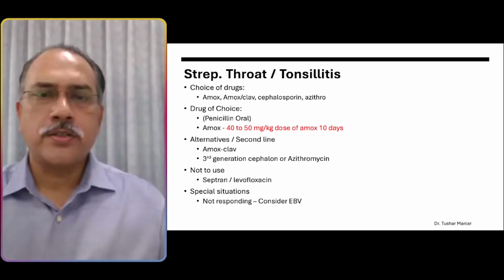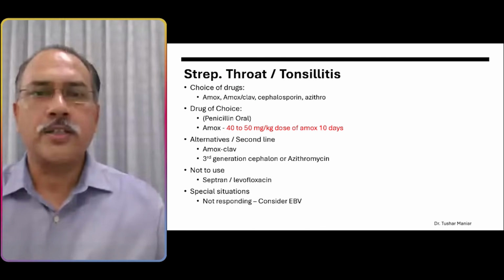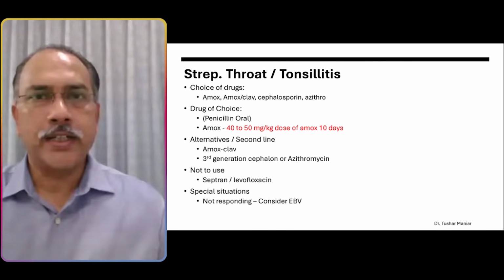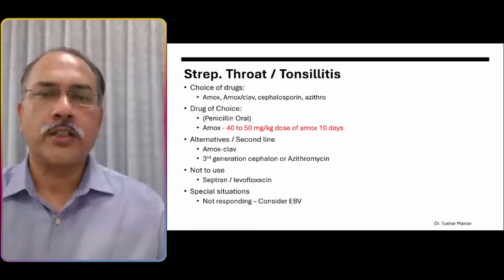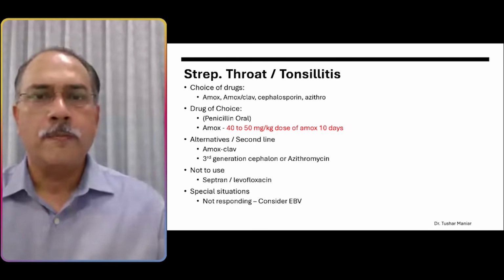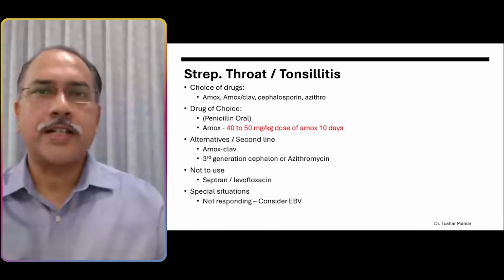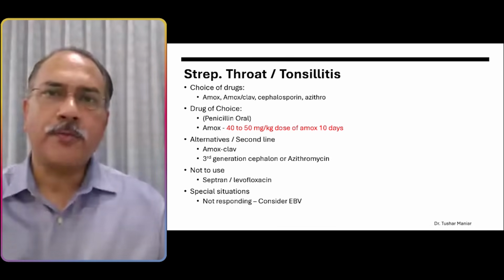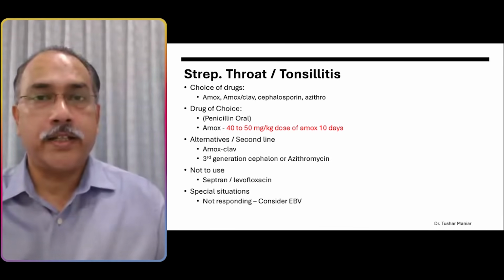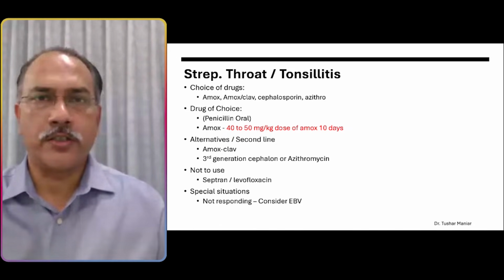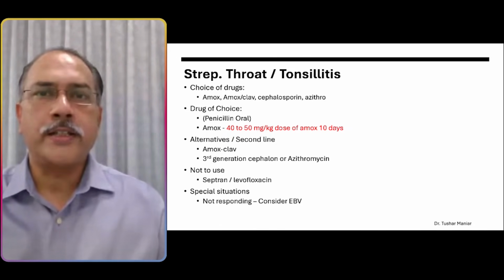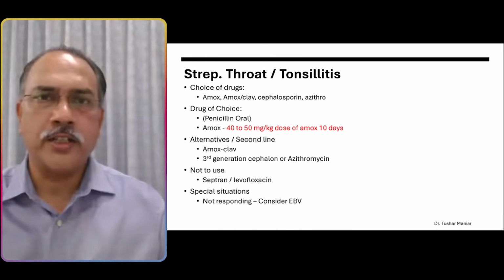Now here in tonsillitis, the second line, if your amoxicillin is not working, in that case you can either choose amoxicillin clavulanic acid or you can use a third generation cephalosporin. Now when we say cephalosporin third generation, please don't use drugs like cefixime. Cefixime is a predominantly gram-negative coverage of a third generation cephalosporin. So choose either cefpodoxime or cefdinir or something on those lines.